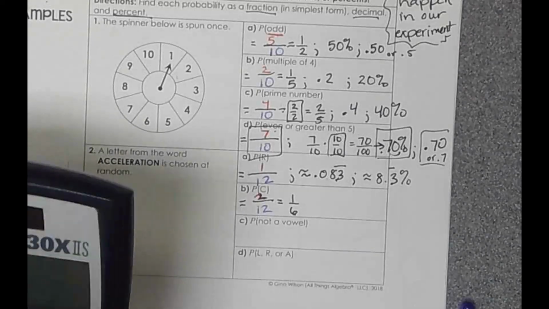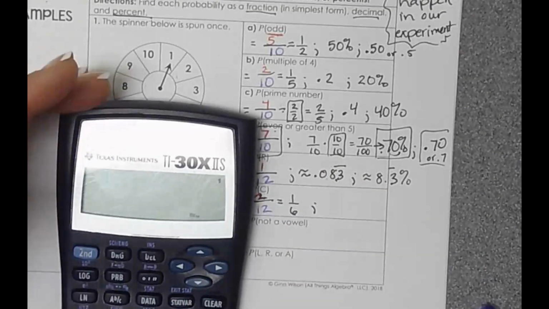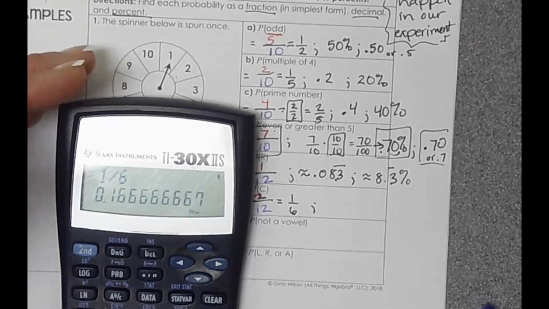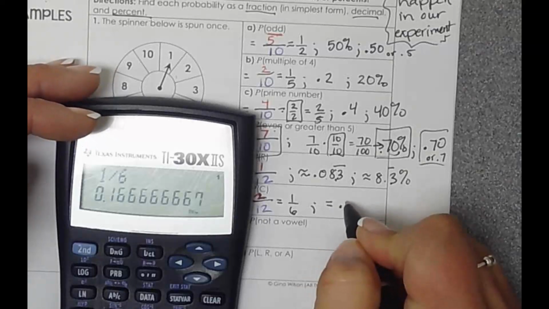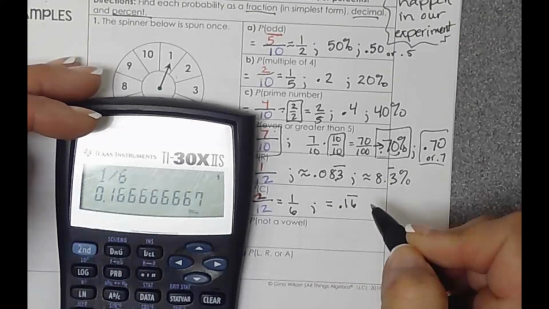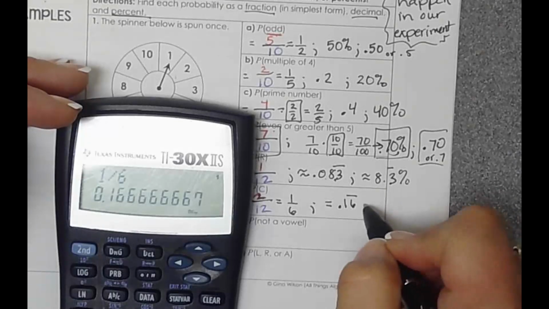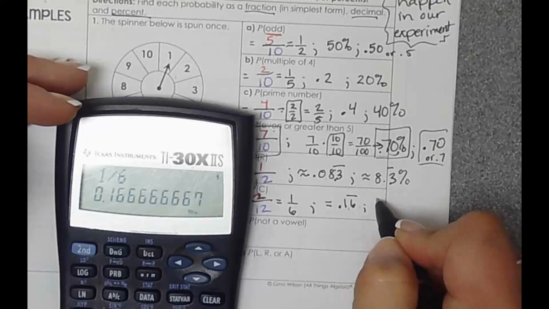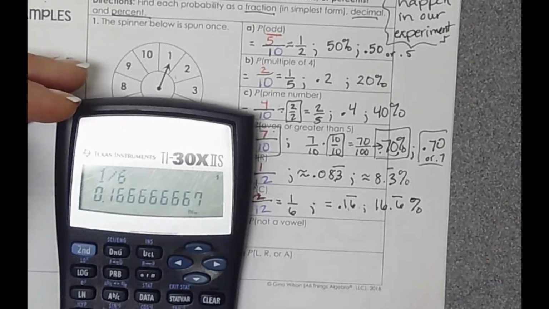Again, we're going to go ahead and divide this out. So 1 divided by 6. Again, we get a repeating decimal. So 0.16 with a line, because that 6 is going to keep repeating. Again, move it twice to the right to create our percent. So this would be 16.6 with a line percent.